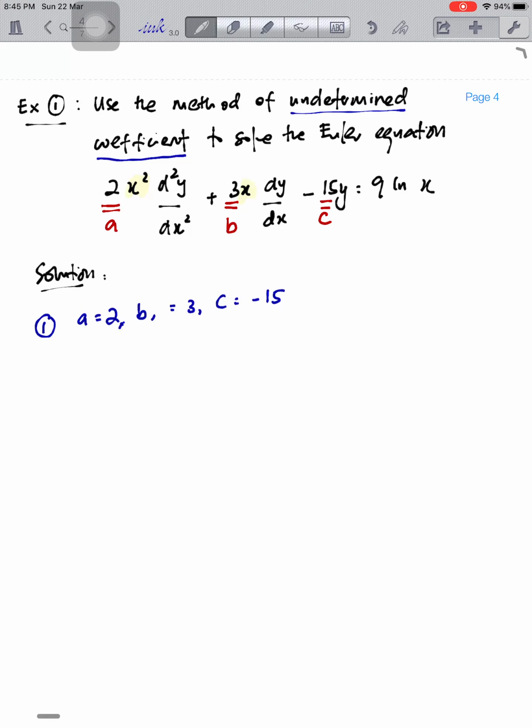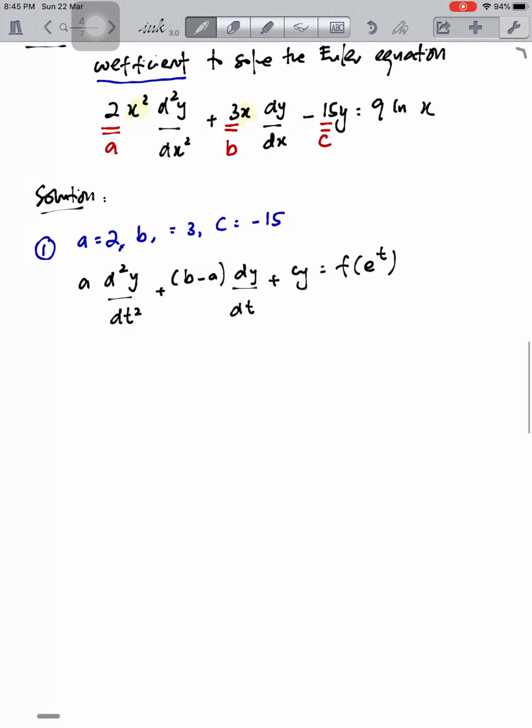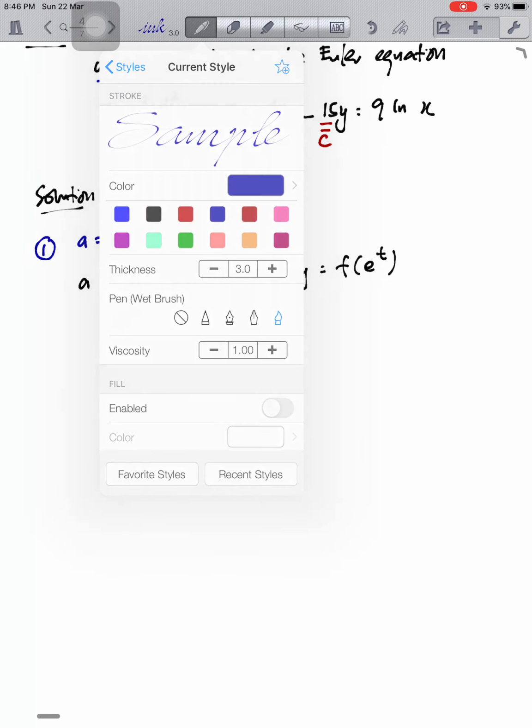Alright, so after you have identified a, b, and c, all you have to do is plug into the formula. If you remember, I said there's no need to memorize the formula, it's given. So you just have to copy down term by term. It's given by the formula a d squared y over dt squared plus b minus a dy over dt plus cy, and that is going to equal some function f of exponential of t. Now I'm going to use this formula and start substituting the values of a, b, and c.